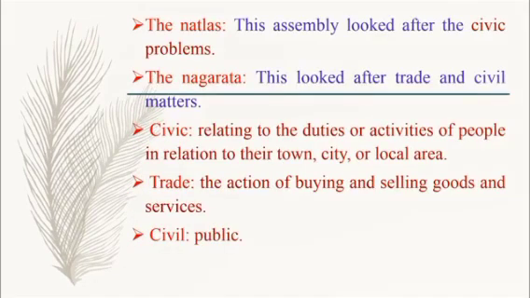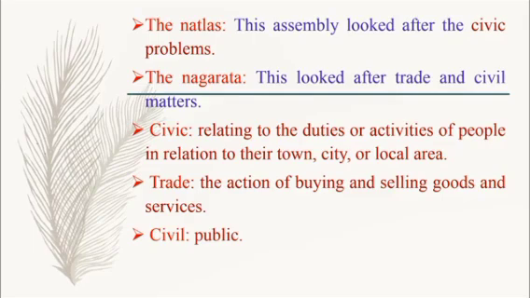The first one is the Natlas. This assembly looked after the civic problems. So what is meant by civic? Civic means relating to the duties or activities of people in relation to their town, city or local area. So this assembly looked after the civic problems.